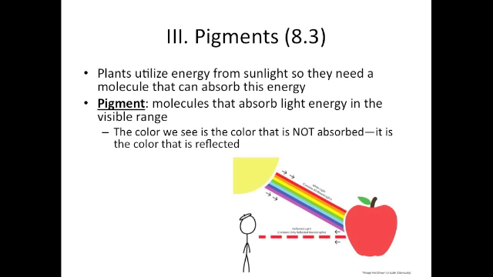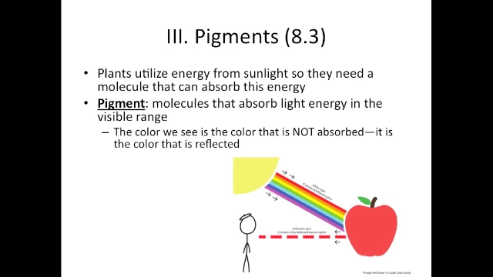Okay, so the last section I will cover today is pigments, section 8.3. Plants utilize energy from the sunlight, so they need a way to absorb this energy, and that way is through the use of pigments. Pigments are molecules that absorb light energy in the visible range, and I just want to stress that the color we see is not the color that is absorbed. It is actually the color that is reflected.